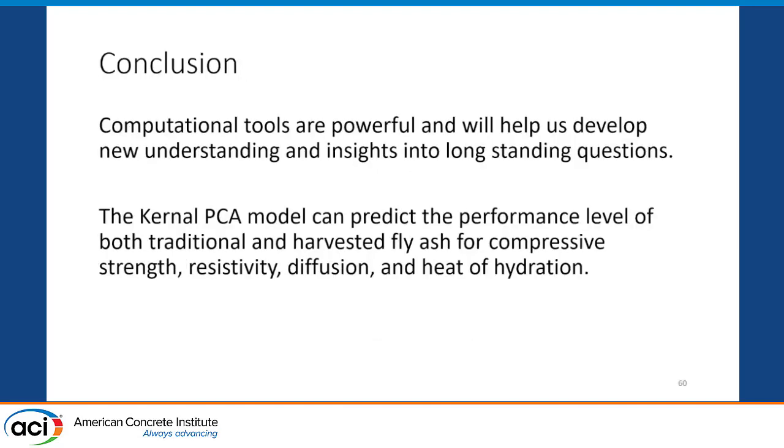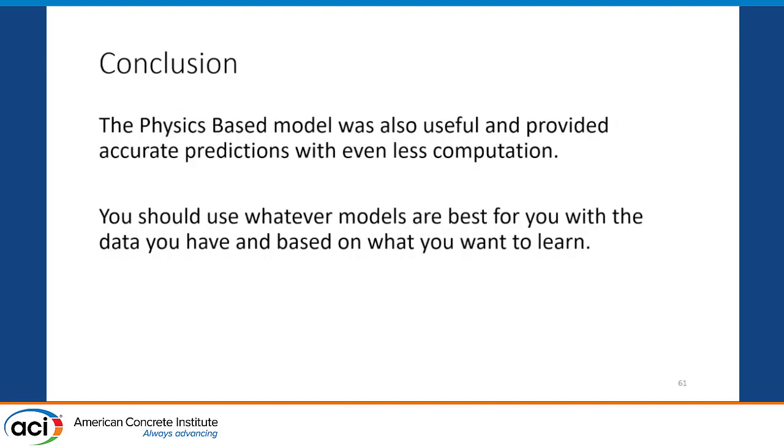In conclusion, computational tools are powerful and will help us develop new understanding and insights into long-standing questions. This kernel PCA model can predict the performance of both traditional and harvested fly ash for strength, resistivity, diffusion coefficient, and heat of hydration. The other ones didn't do as well, but this one did because of the way the data is organized. And the physics-based models were useful and provided accurate predictions with even less computation. You should use whatever model is best for you, with the data you have and based on what you want to learn.